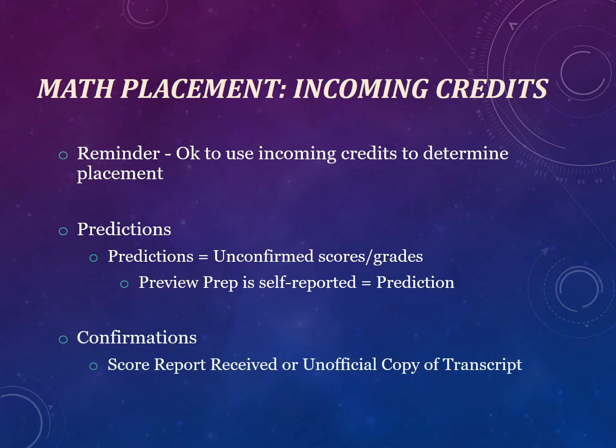What we would need for a confirmation is to either have it reported at UF, or we can have the student bring up and show us an unofficial copy of a transcript that would show us a grade that they earned, if it's a dual enrollment issue, or pull up the score report they received on the College Board website, and we can verify it that way. So it doesn't have to be officially received by UF. We're not monsters. If we can verify it via the student through unofficial means, that's okay too, but we do need to see something to verify. We can't use the Preview Prep sheet as that verification factor.